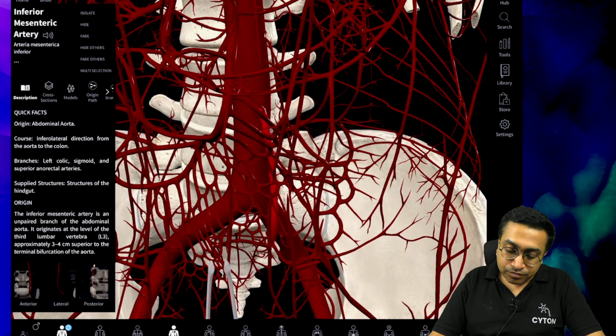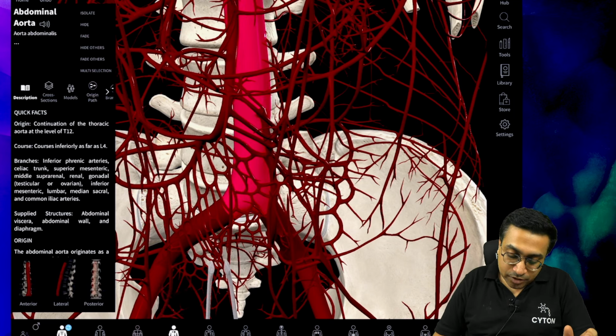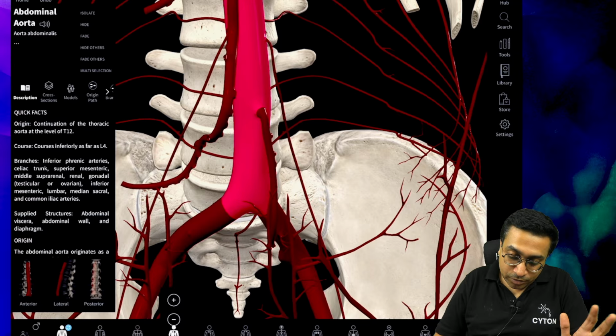All right. So now we know this abdominal aorta. Let me just remove some layers so that you don't get scared, although you have to remember everything later on.